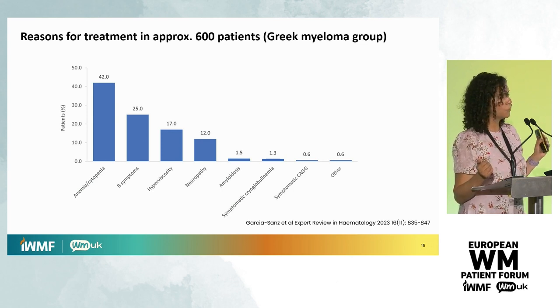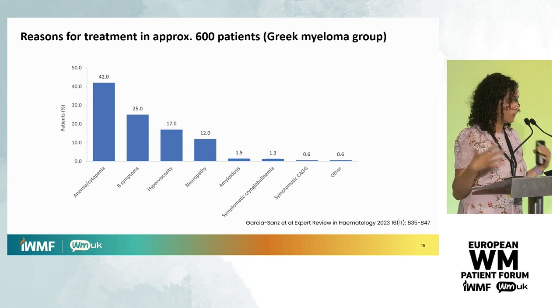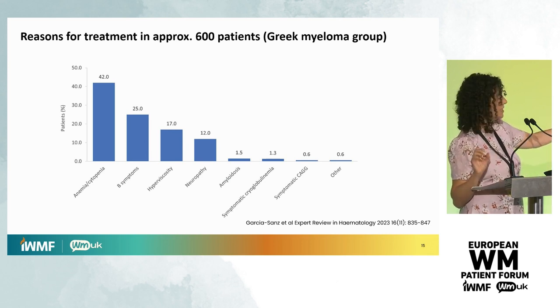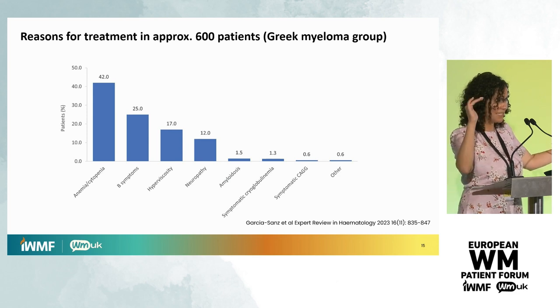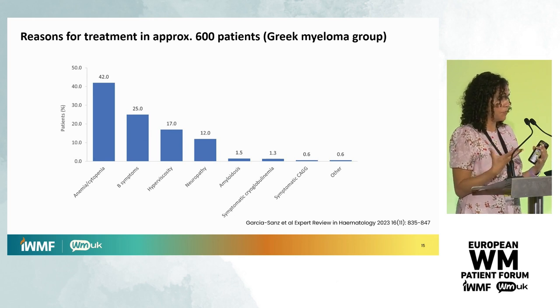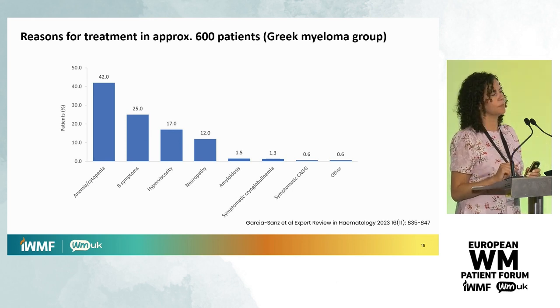The next reason would be symptoms, so the dramatic weight loss, night sweats. The next reason along was hyperviscosity, so the raised paraprotein causing that thicker blood. And then the next most common was the neuropathy, so the problems affecting the nerves related to the paraprotein.